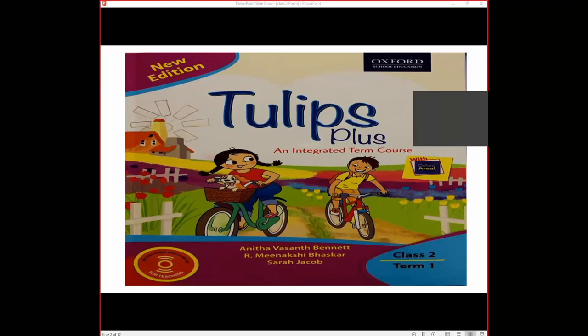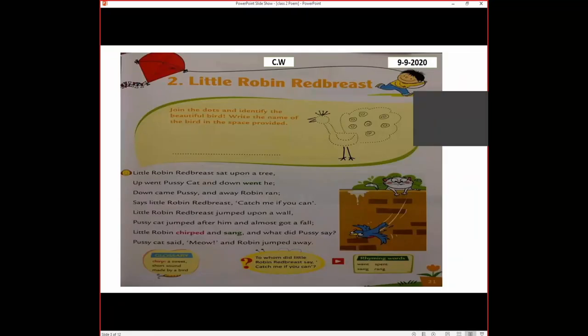Now, all of you open to page 21. I want everyone to open page 21. You all have your tulip reader books with you, right? Now you can see on the screen, I have opened to page 21.